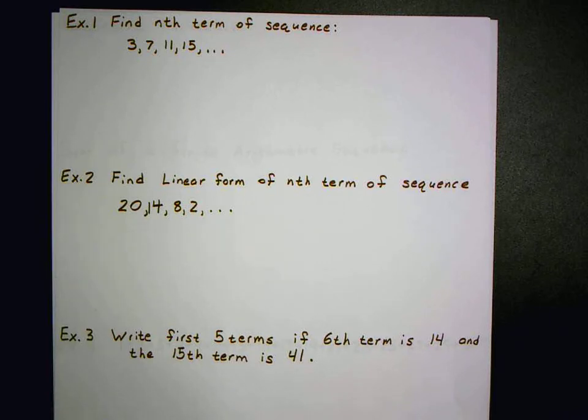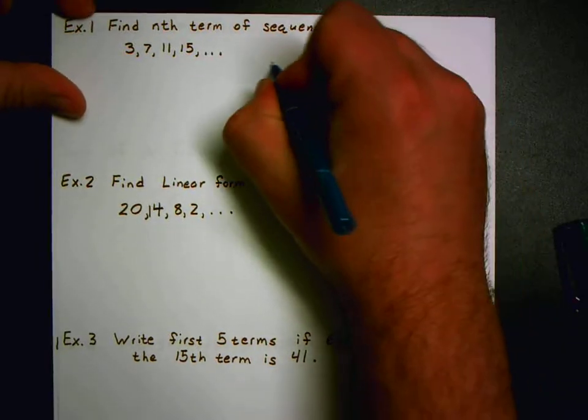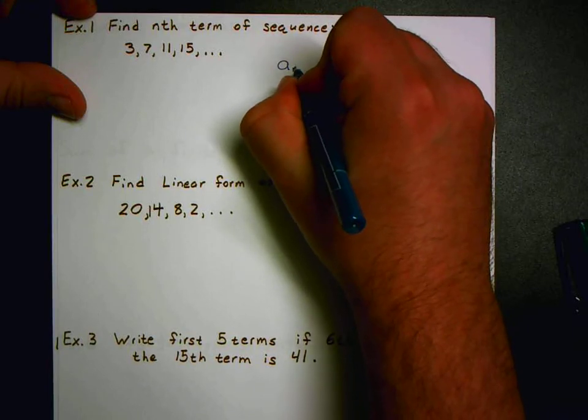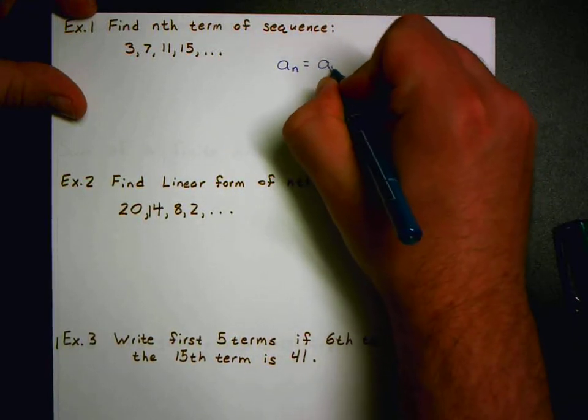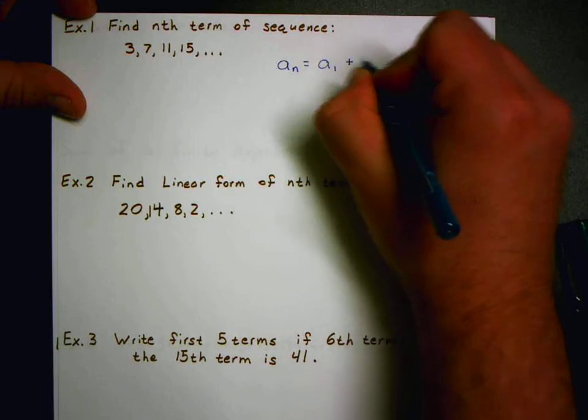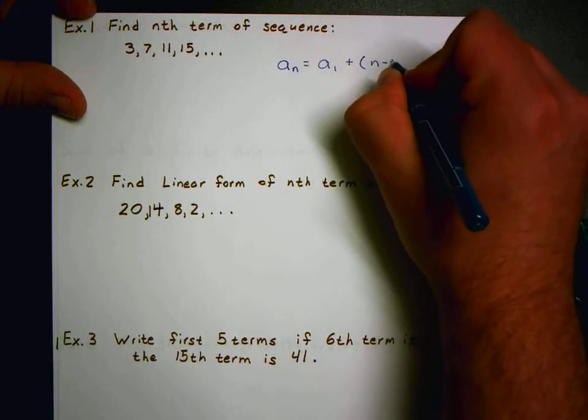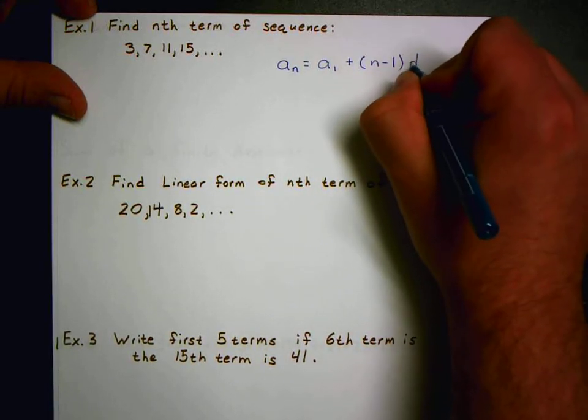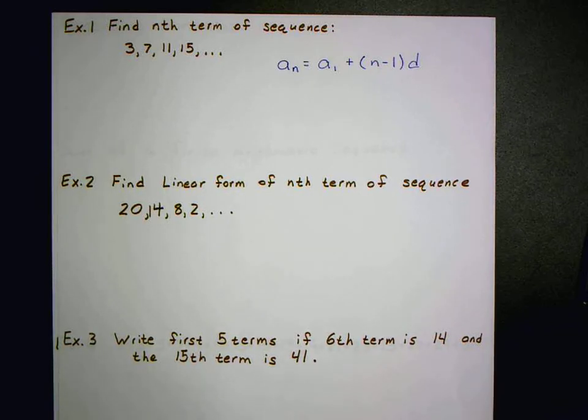All right, so anytime they're asking you for the nth term of a sequence, that means they just want you to write the formula. Unless they specify what kind of formula you're supposed to write, again, that is going to be the easiest one for you to write.